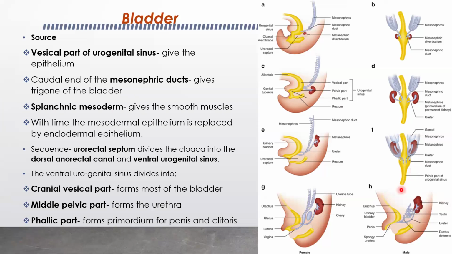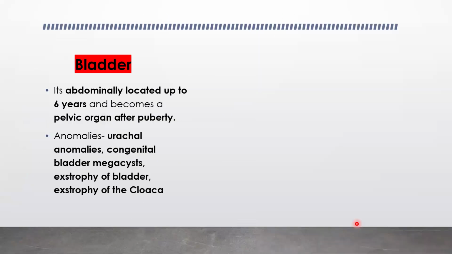Then the phallic part will form the penile part of the urethra and even the primordium of the penis and the clitoris. So that one is important in that regard. So you can see this is the urogenital sinus. Most of it will help in the formation of the bladder, then the middle part will form the urethra, then the anterior or distal aspect will help in formation of the penis and even the clitoris. So you can appreciate here that we have the clitoris and the penis developing in females and males respectively.